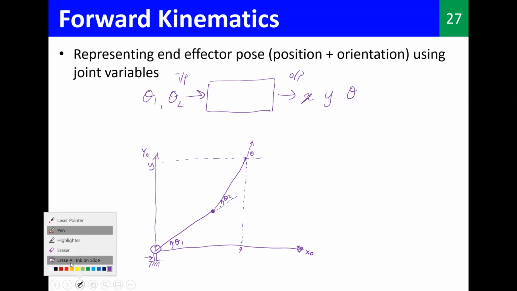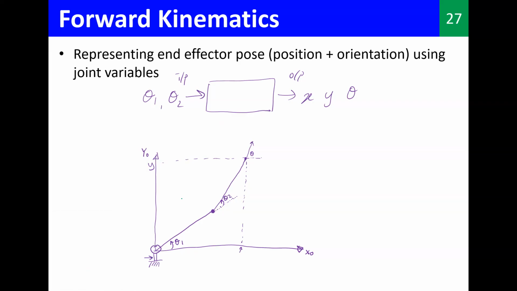I will actually attach some more coordinate frames. Okay, so this is X1, Y1, and this is X2, Y2. Okay, so in forward kinematics, I want to find X, Y, and theta with respect to theta 1 and theta 2. That's all we are doing in forward kinematics, right?